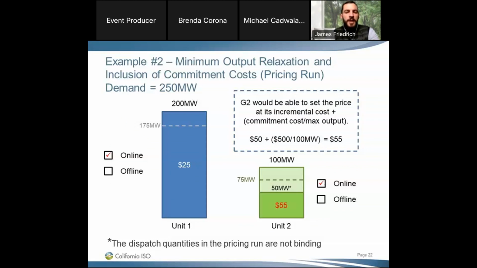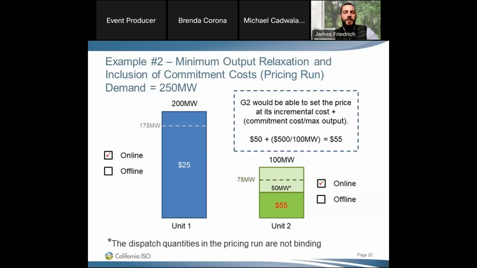what we do in this slide is incorporate the commitment costs within the pricing using this method of finding the incremental cost of Unit 2, which is $50, and adding in the commitment cost divided by the maximum output, which is $500 divided by 100 megawatts, an additional $5, which sets the market price at $55. The concept here is that if we were to put out a table or a spreadsheet to compare this unit's cost relative to the market price it receives, $55 is sufficient, at least within this interval, to compensate Unit 2 both for its incremental cost of $50 and for its fixed cost, so that there is no uplift required to pay Unit 2 based on this market price.